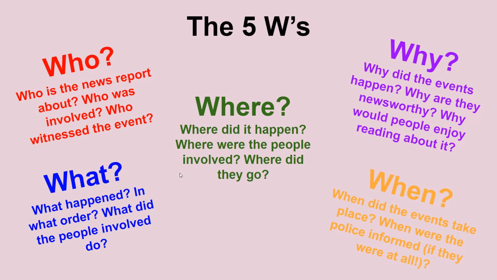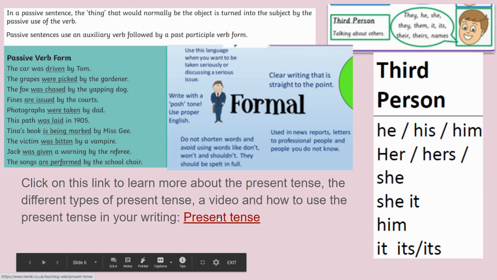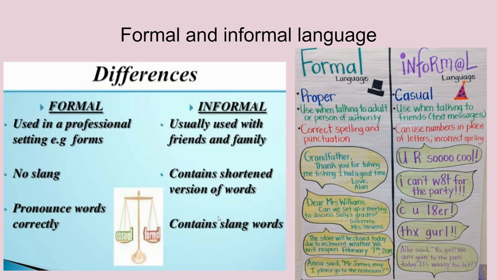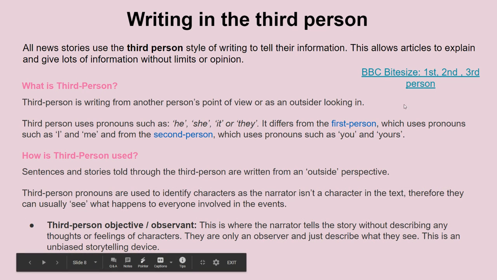So you've also got the 5 W's explained in further detail and what each of them mean. It then takes you through what is formal and informal language, thinking also of third person and the present tense. Here where you see these underlined words, that means you can click on them and they will take you directly to a video. You've also got some examples of formal and informal language. You've then got writing in the third person. As you can see here, there's a video for you to have a go at and watch as well.